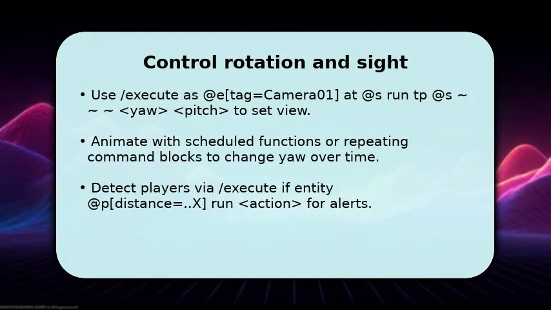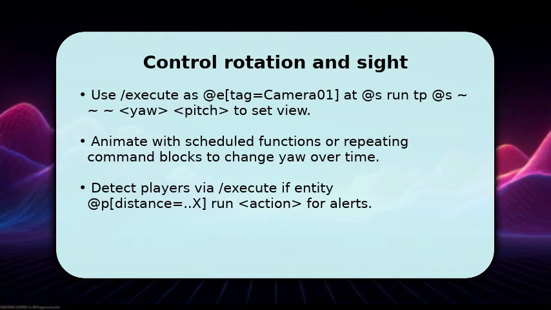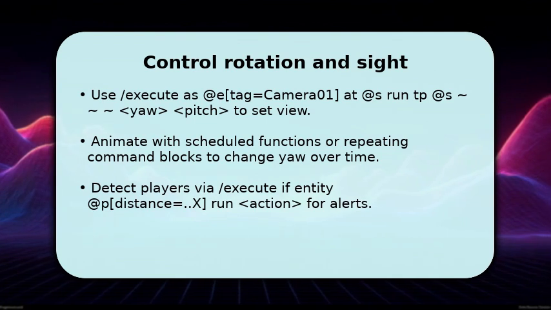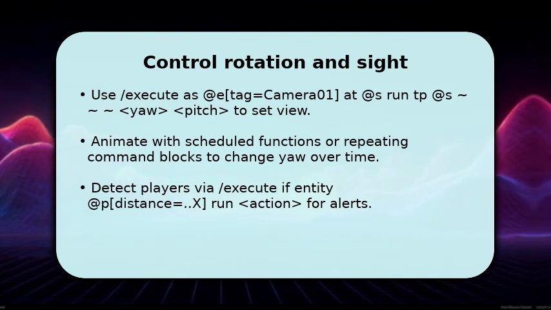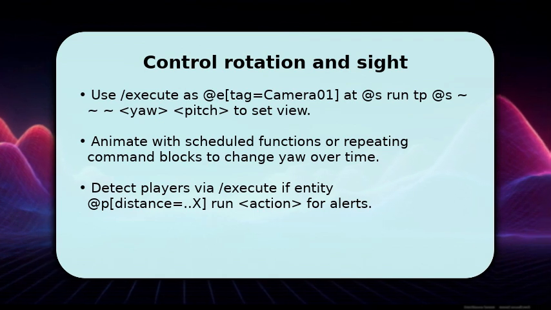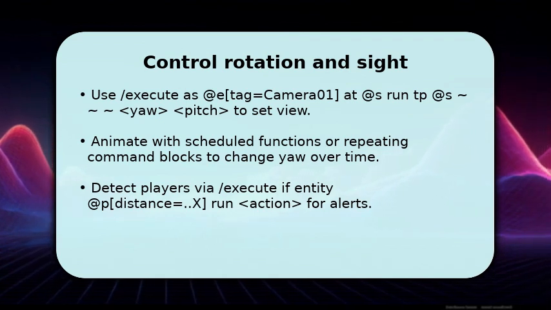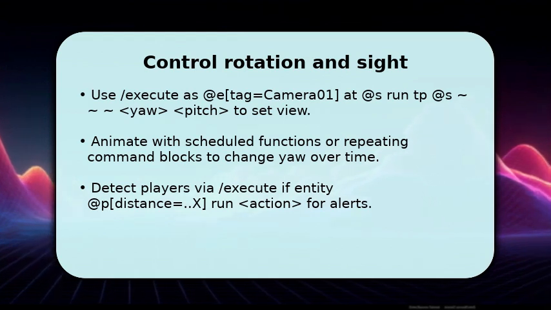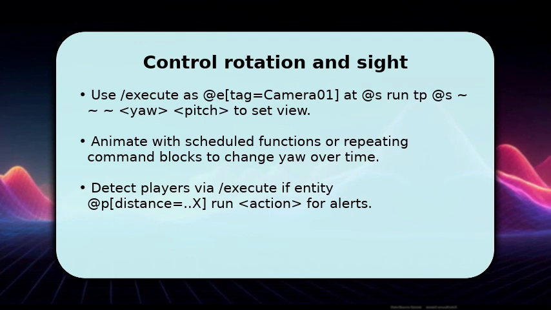Next, you control where the camera looks and how it reacts. Use /execute as @e[tag=camera01] at @s run tp @s ~ ~ ~ yaw pitch to aim it. The yaw and pitch are degrees, so you can program sweeps. Then animate that aim by running incremental TP commands on a schedule or in a repeating function to simulate panning.